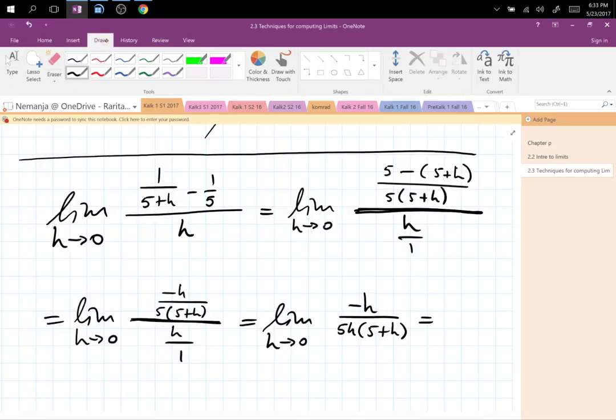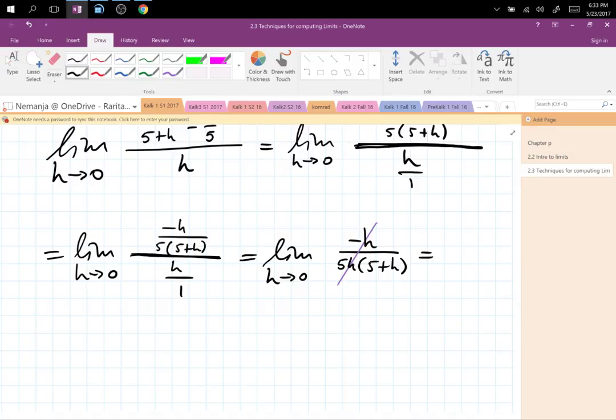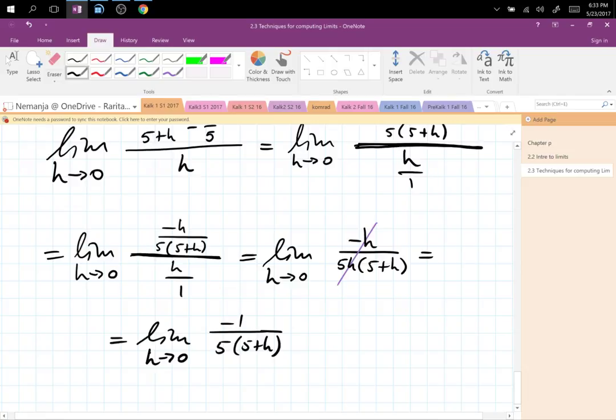There we go. And when we plug in 0 now for h, we get negative 1 over 25. And that's the answer.